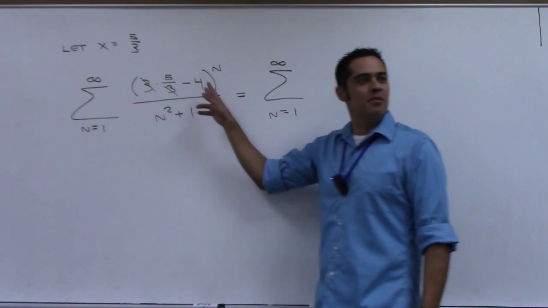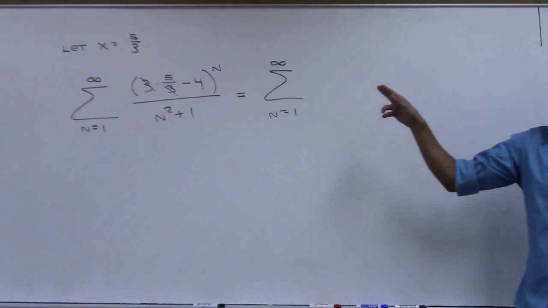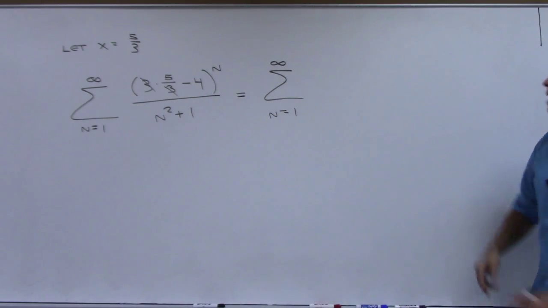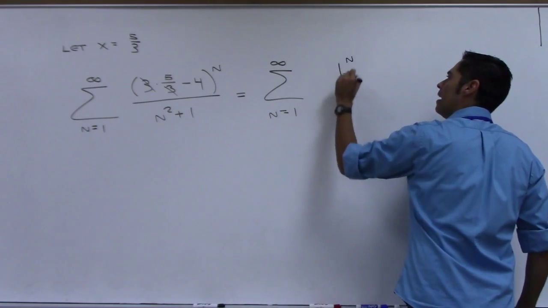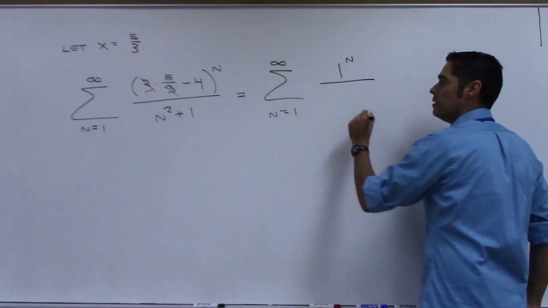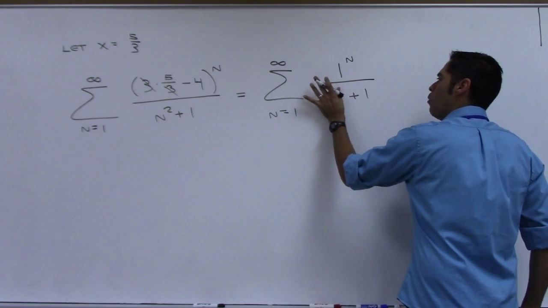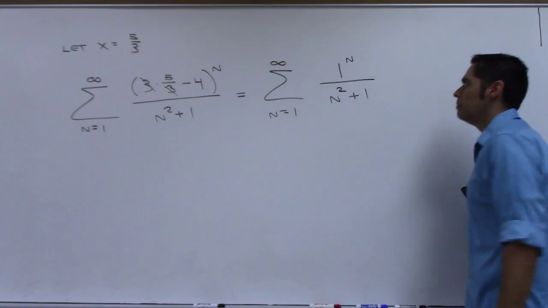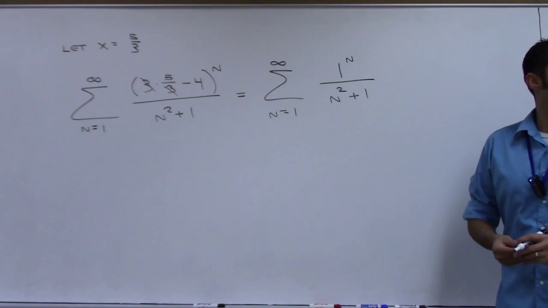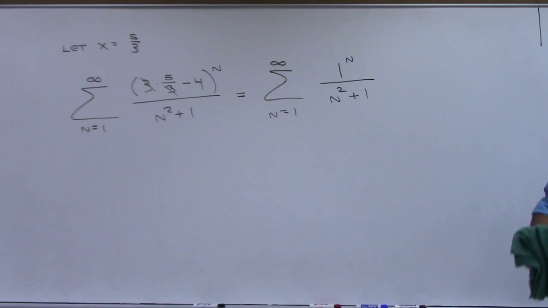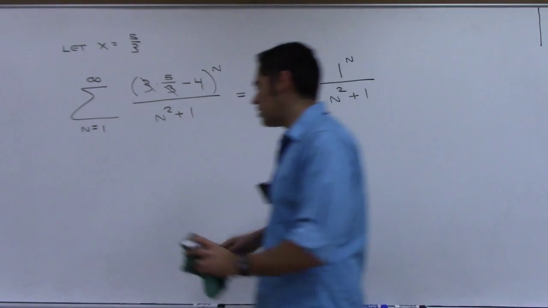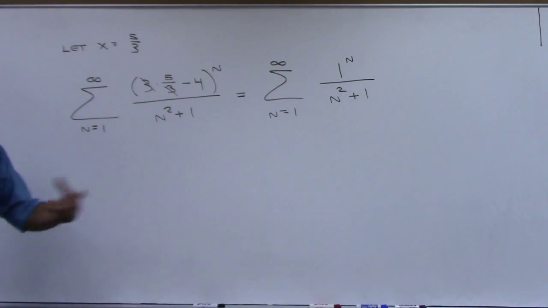All right, so what's the difference between this problem and the previous one? Yeah, it's the top is really 1 to the n, right? Not negative 1 to the n this time. And then over n squared plus 1. But what is 1 to the n? I mean, really, what's 1 to any power? It's 1, right?